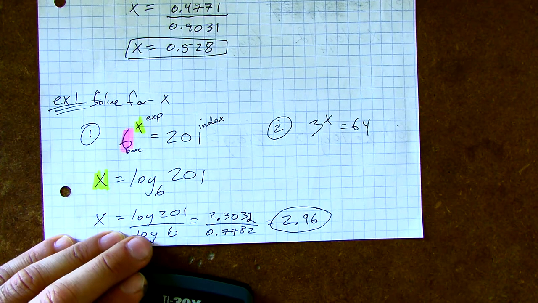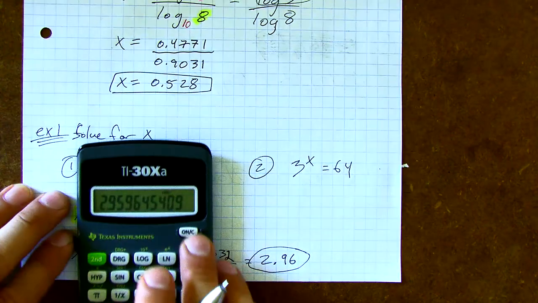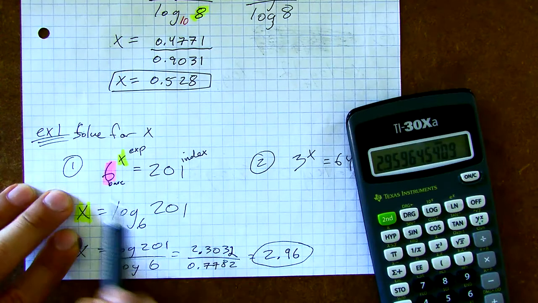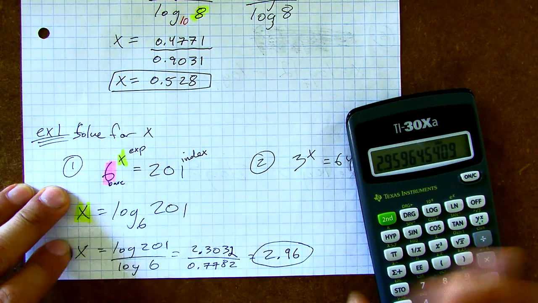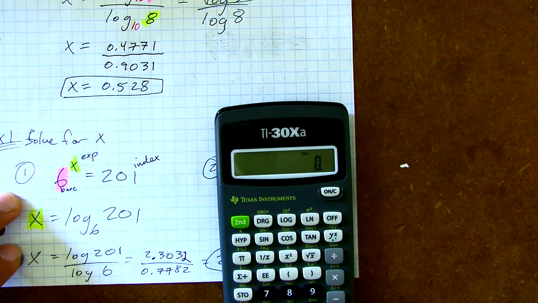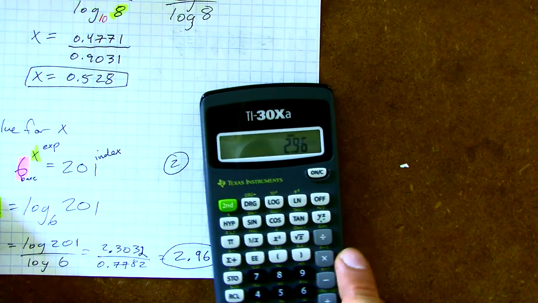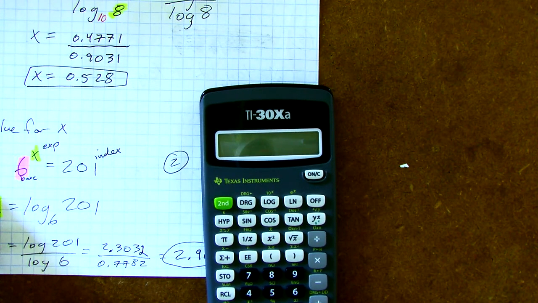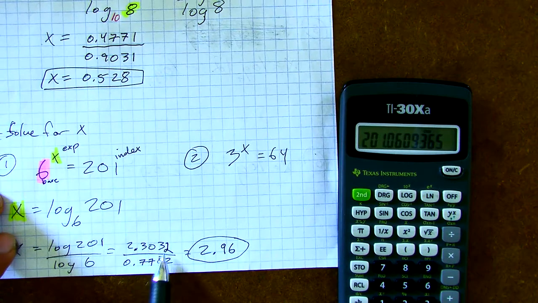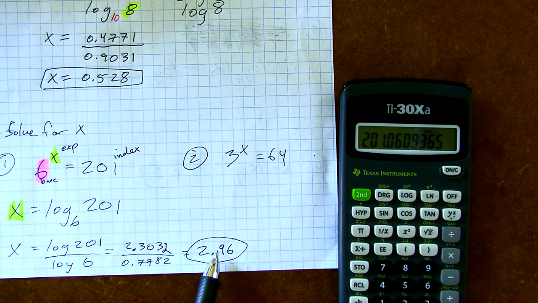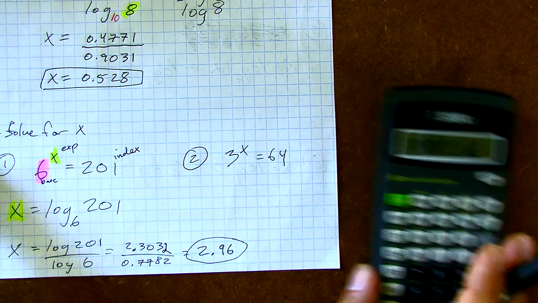And then look what we did. We can go and see if this works. Because what we found, remember, is x, and that's this exponent. So if I go in here and I do 6 raised to the 2.96, I'm going to end up with something really close to 201. Yeah, 201.060. And that's just the rounding kind of errors that'll happen. It's going to happen. Okay.